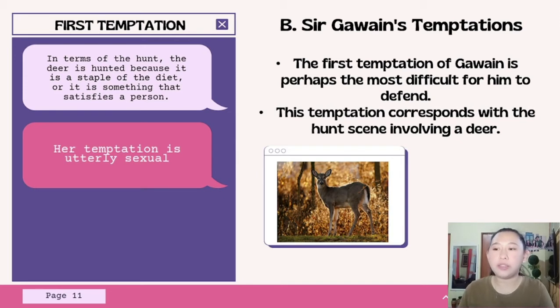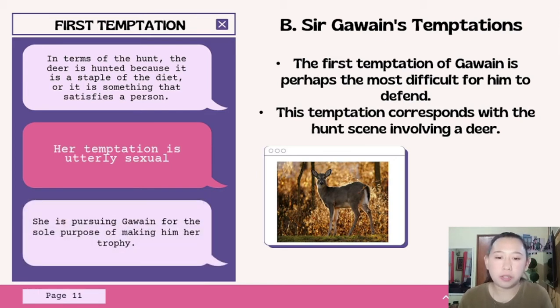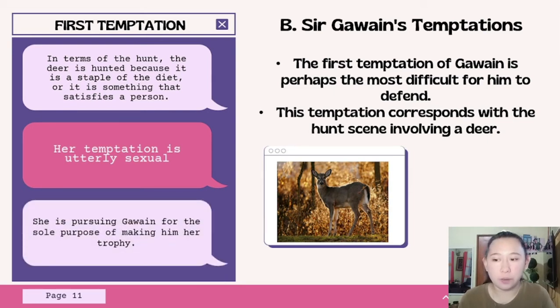She has no interest in any kind of relationship, and she is not extensively flirting with him as she does in the next two temptations. She simply wants sex from him, plain and simple. She is pursuing Gawain for the sole purpose of making him her trophy. If he falls prey to this temptation, then she has slain him. In his reaction to the lady, Gawain acts much like a deer.